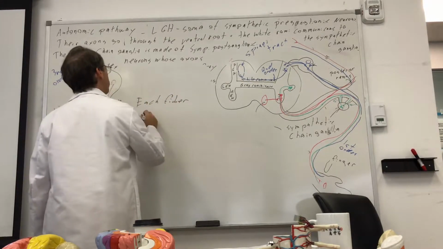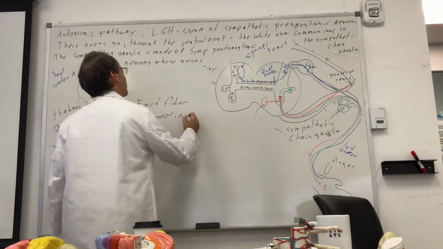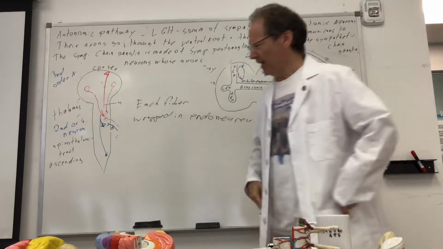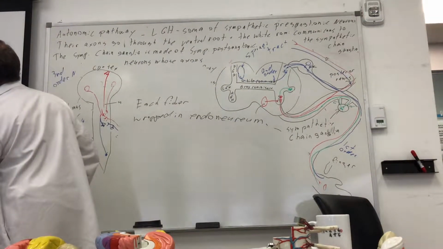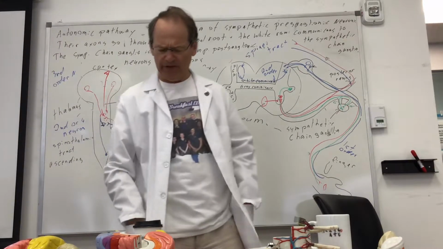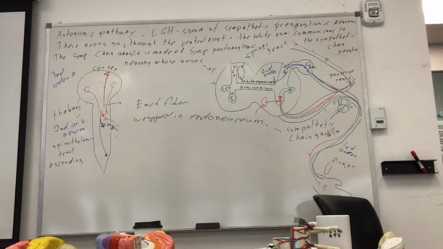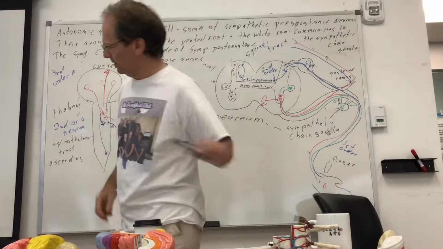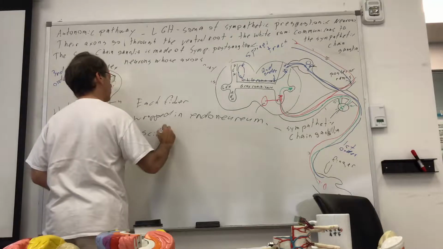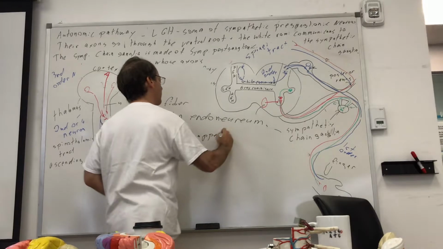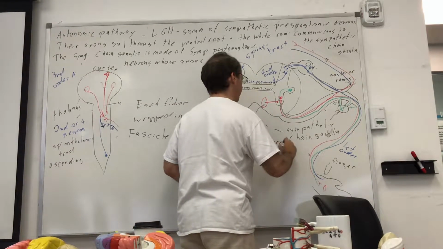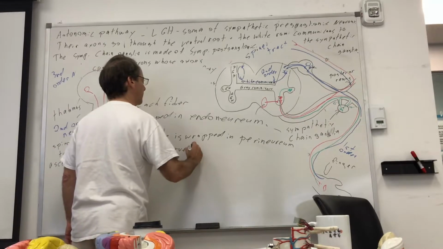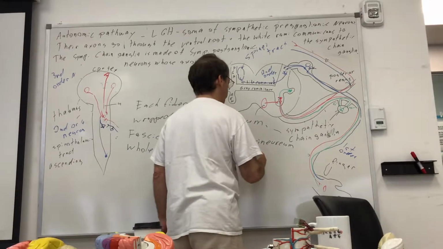Each fiber is wrapped in endoneurium. Endoneurium, endo meaning inside, and that's going to be this little guy right here. So, endoneurium. And then a bunch of fibers are known as a fascicle. And a fascicle is wrapped in perineurium. And then the whole nerve is wrapped in epineurium.